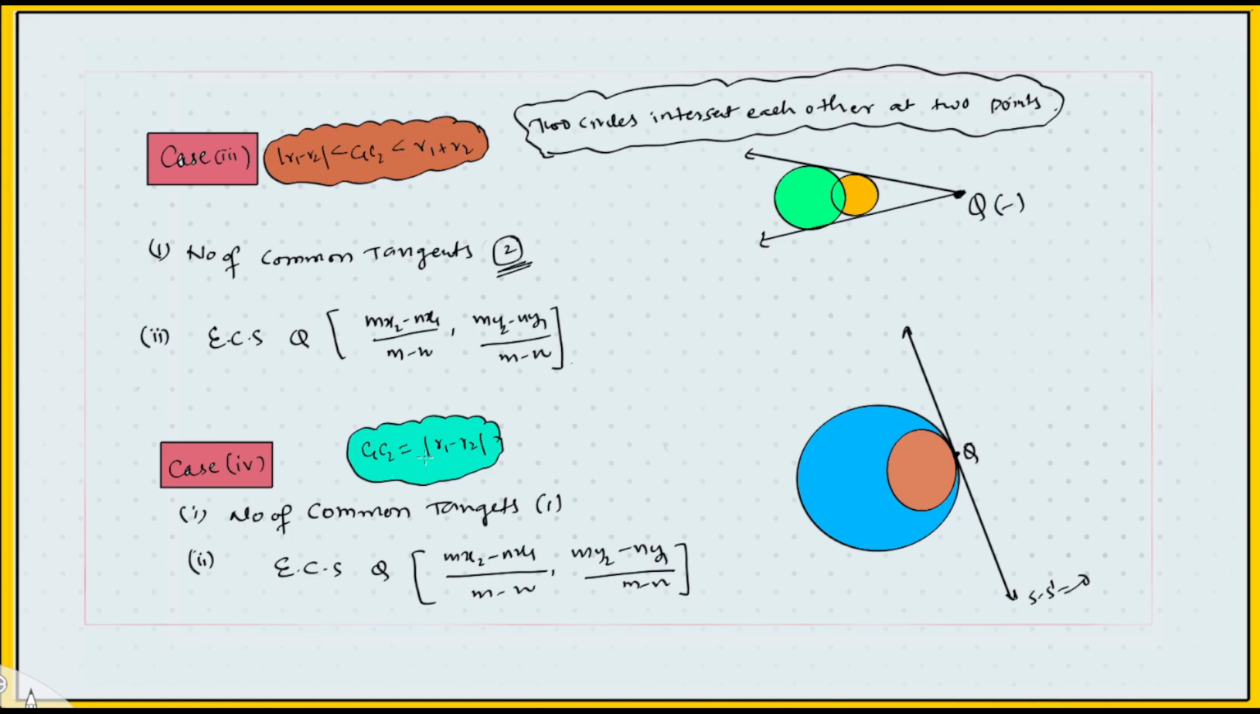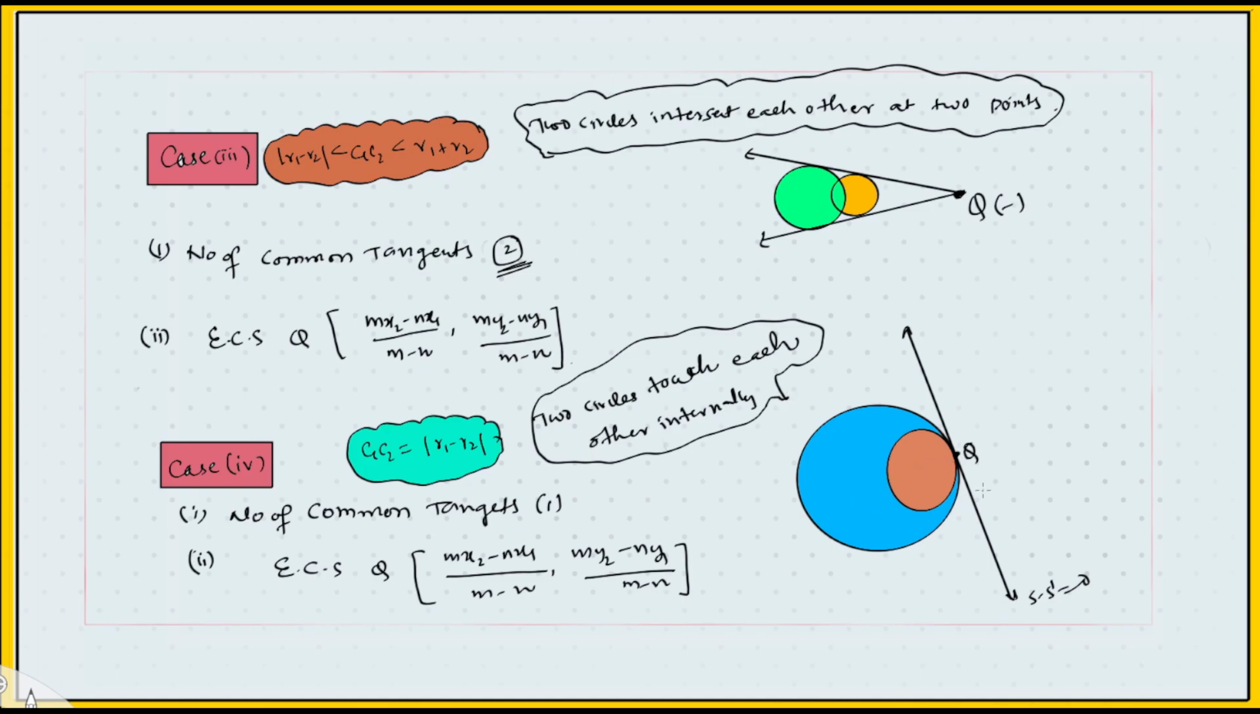If C1C2 equals mod r1 minus r2, the given two circles touch each other internally. See the diagram. Two circles, they touch each other internally. Then the number of common tangents? How many common tangents can we draw? Only 1. And the formula is S minus S dash equals 0.